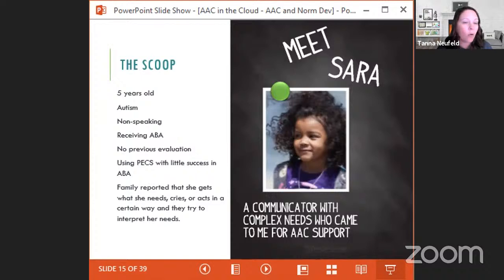This is a 5-year-old with autism spectrum. She is also not speaking according to her family. She receives only ABA services, no other services of record, and no previous evaluations for AAC. Her family said she was using PECS, the picture exchange communication system, but wasn't having a lot of success with those. And they reported that she really just gets what she wants.